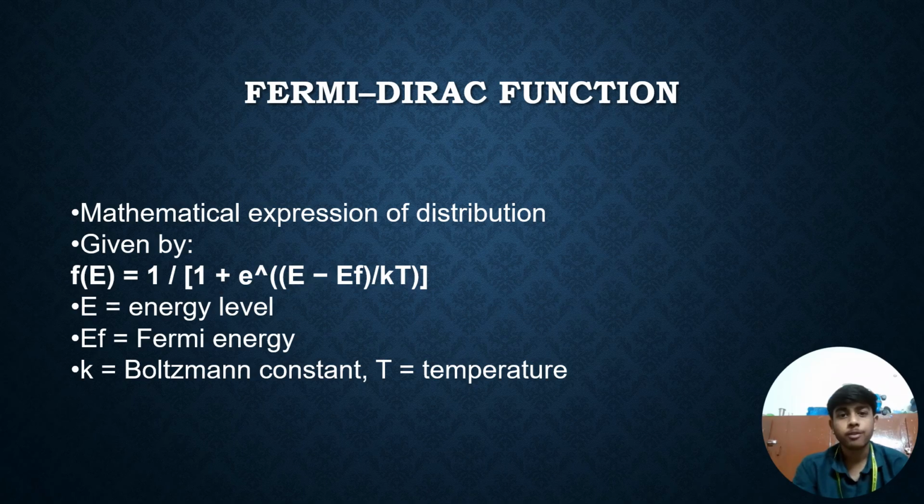Now let us know about the Fermi-Dirac function, a mathematical expression for the distribution, given by f of E is equal to 1 divided by 1 plus e power (E minus EF) divided by kT, where E is the energy level, EF is the Fermi energy, k is Boltzmann's constant, and T is temperature.